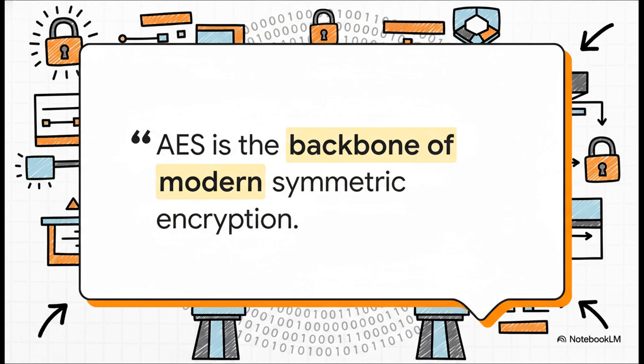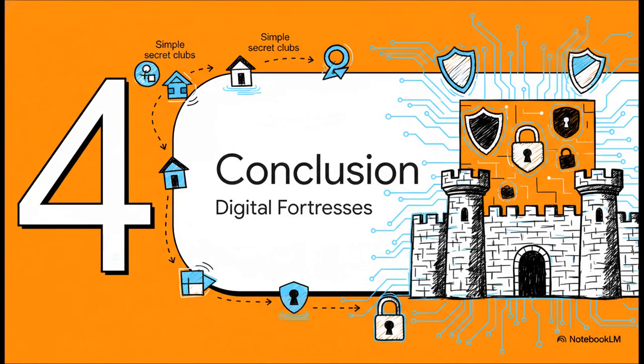This quote on the slide really says it all. AES is the backbone of modern symmetric encryption. It's not just one option among many. It is the foundation. It's the steel frame that almost all of our digital security is built on top of. It's that important. All right, let's wrap this up. We started with a pretty simple idea, a secret club with a special dictionary, and we've seen how that simple concept scales up to become the digital fortresses that protect us every single day.